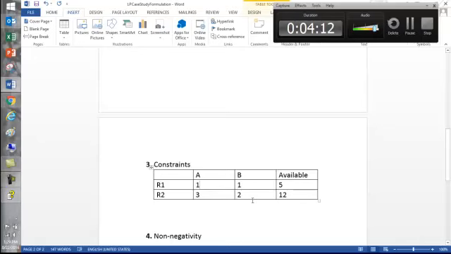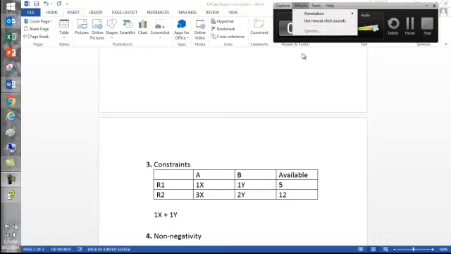To do this, if you recall, X is the number of units of A we produce, so let's put X there, and Y is the number of units of B we produce, so let's put Y there. Now we can specify the constraints. The constraint for R1 is 1x plus 1y should be less than or equal to 5.